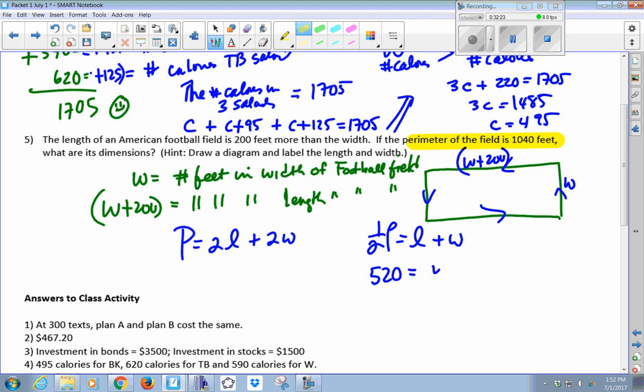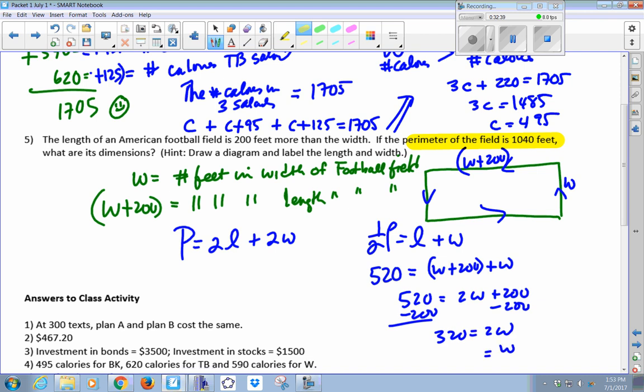So 1 length is W plus 200, and 1 width is W. So I get 520 equals 2W plus 200. I subtract 200 from both sides, and I get 320 equals 2W. So W equals 160. So the width is 160 feet if I put my units on it, and the length is 360 feet. So that is how you would approach this problem.